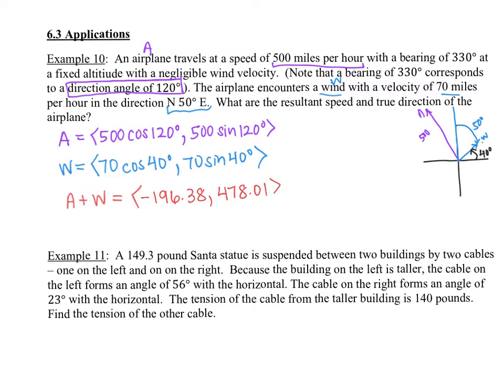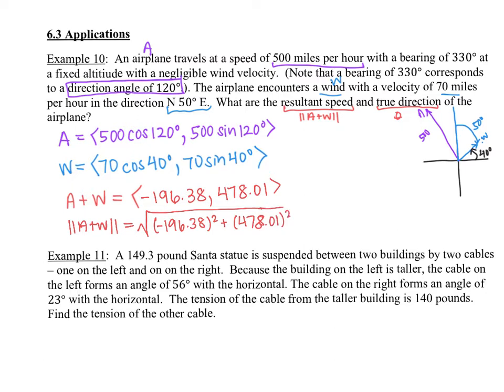Now what are they asking me for? They're asking me for the resultant speed. If I want the resultant speed, I actually want the magnitude of what happened after I added them. And for the true direction, they want the theta. Let me go ahead and get the resultant speed first. The magnitude of A plus W is going to be the x component squared plus the y component squared, all square rooted. Oops, I put a decimal in the wrong place. There, I fixed it. Put that entire expression into your calculator.